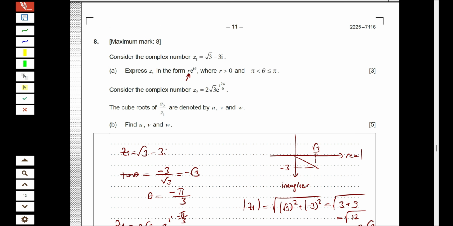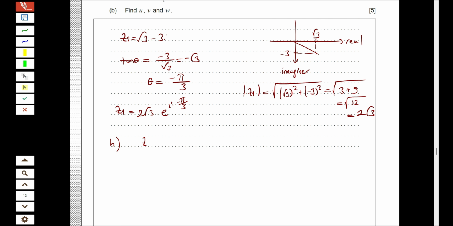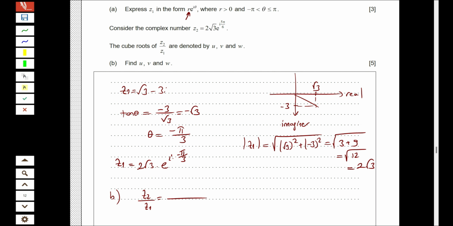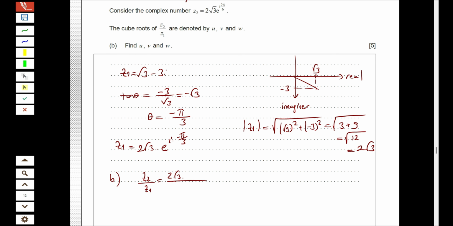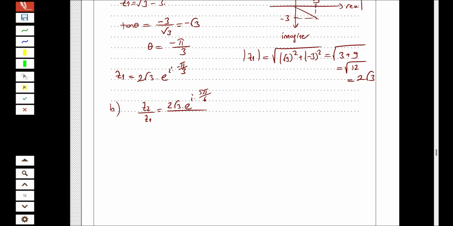In question B, consider the complex number z2 equals 2 times square root of 3 times e to the power of i times 5 pi over 6. The cube roots of z2 over z1 are denoted by u, v, and w. Find u, v, and w. We're going to look for z2 divided by z1, where z2 equals 2 times square root of 3 times e to the power of i times 5 pi over 6, and z1 we found in the previous question, 2 times square root of 3 times e to the power of i times minus pi over 3.